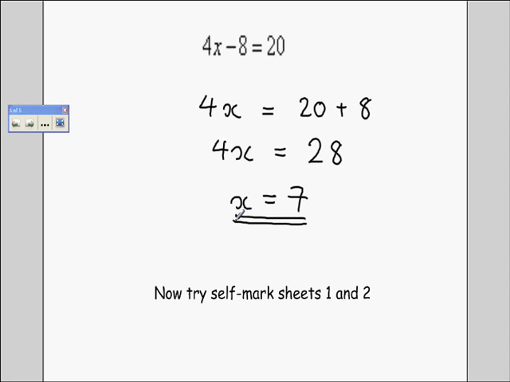At this stage you should be in a position now to try the self-marked worksheets, sheets 1 and sheet 2.